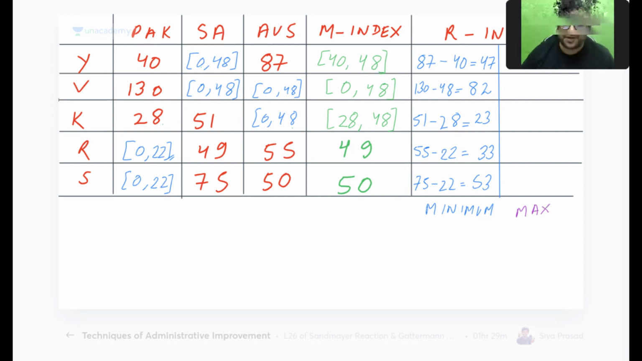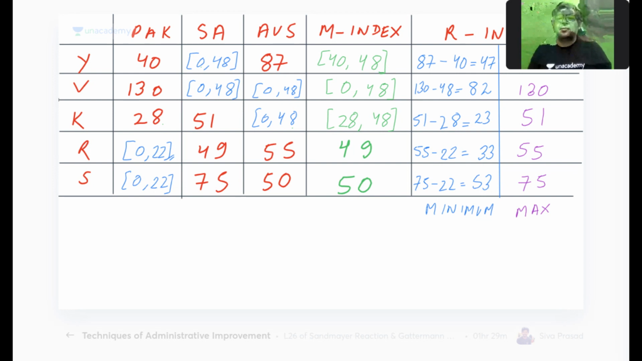Very similarly, what about the max one? 87 and 0. This can be 87. 130 and 0. So can be 130. 51 and 0. So this can be 51. 55 and 0. So this can be 55. 75 and 0. So this can be 75.